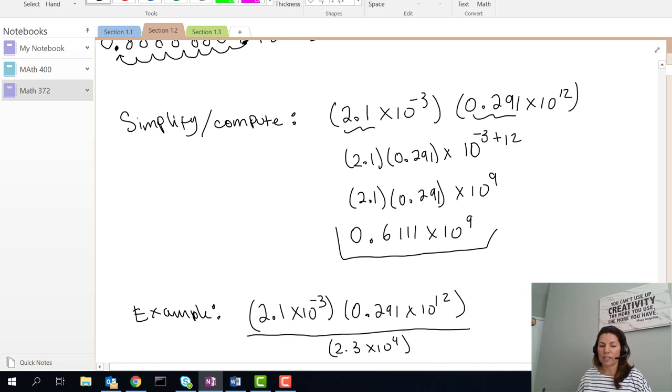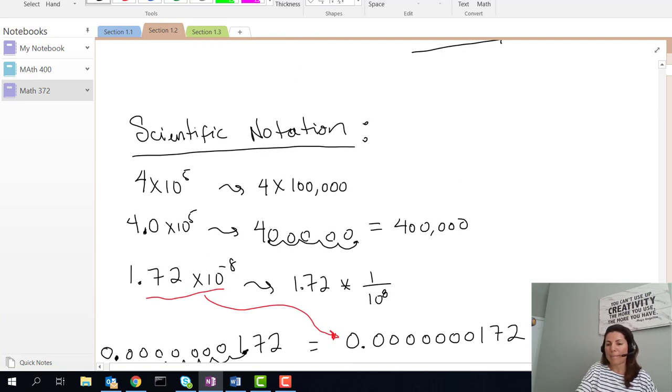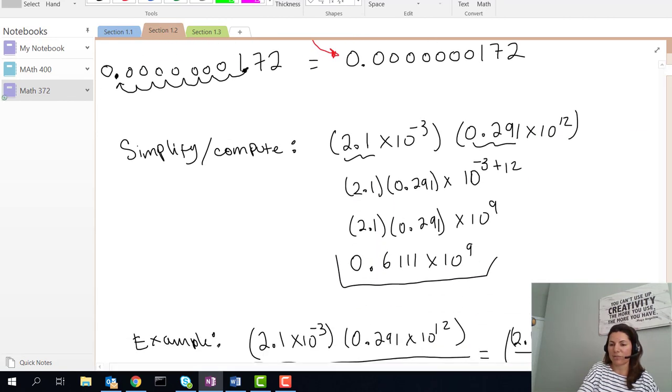Now you're going to treat the numbers the same. So you're going to have 2.1 times 0.291 divided by 2.3, and then you're going to have times 10 to the, so we're going to have the same thing, negative 3 plus 12, because we add the exponents, but now you're dividing by 10 to the fourth, so you're going to have minus 4. And looks like I'm just running out of room, but your exponent will be minus 3 plus 12 minus 4.